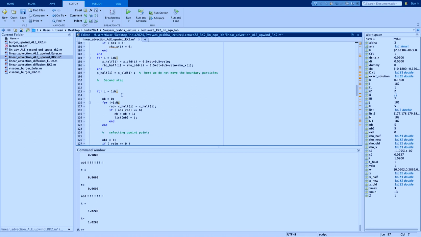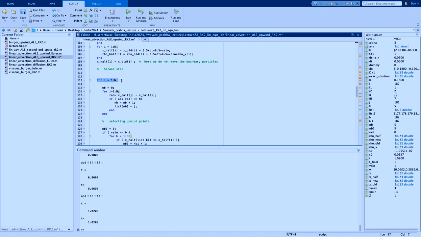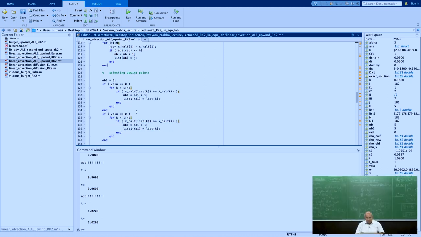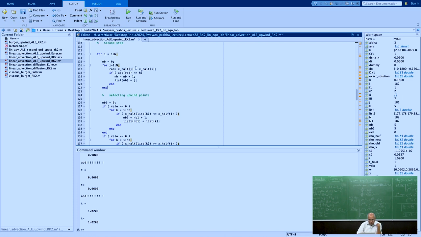And now I come to the second step, which is exactly here. Again I run over all n particles and I find their neighbors. So it is very expensive, order n square again. Remember, this is not the optimal way of searching for neighbors. I have taken just a naive way, so that if you want to get familiar with the code, you do it in the beginning with this, but later you can optimize the neighbor searching. And again, this is the neighbor at the half, you see, now in the x half of every point.